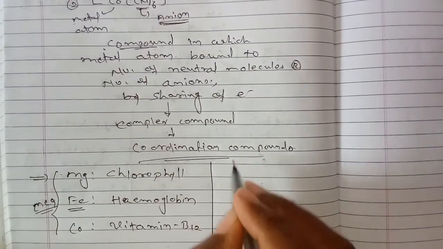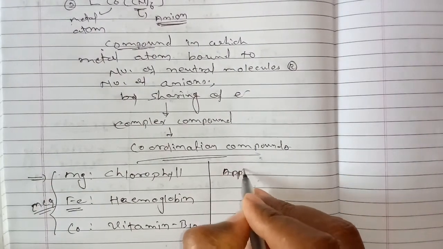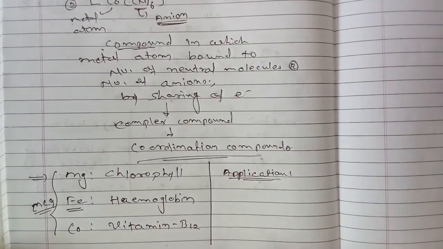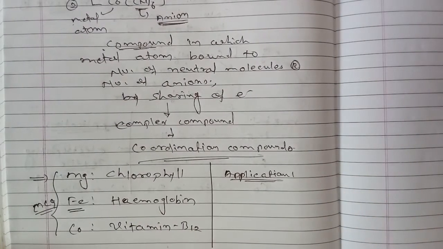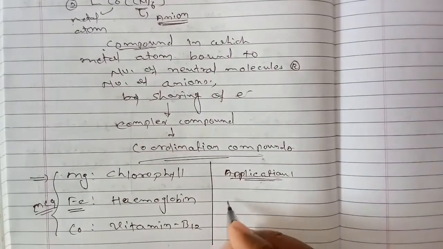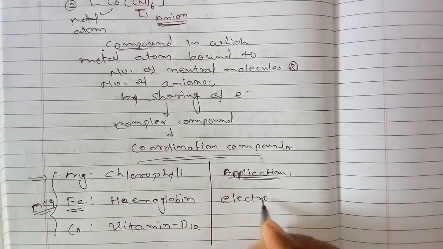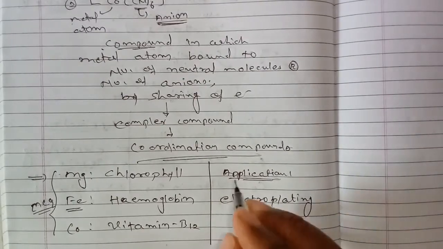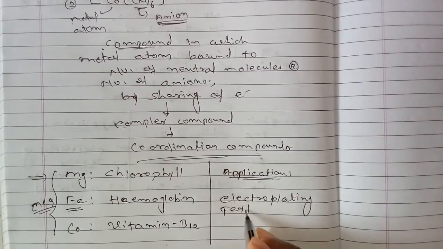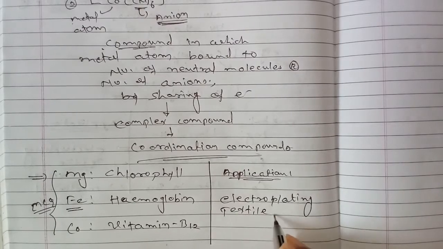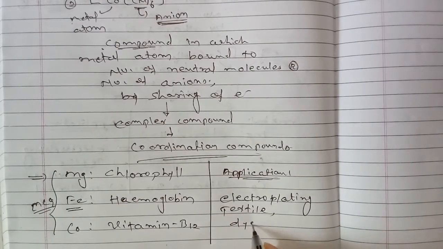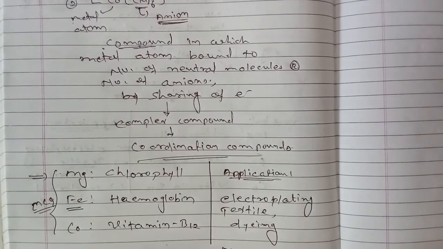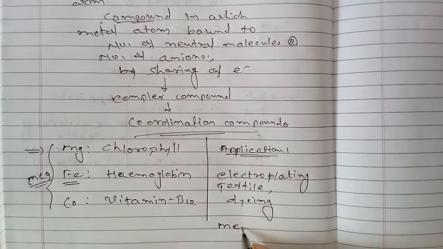Now the applications. Most of the complex compounds are used in electroplating, or in textile industries for dyeing, or in medicinal chemistry.